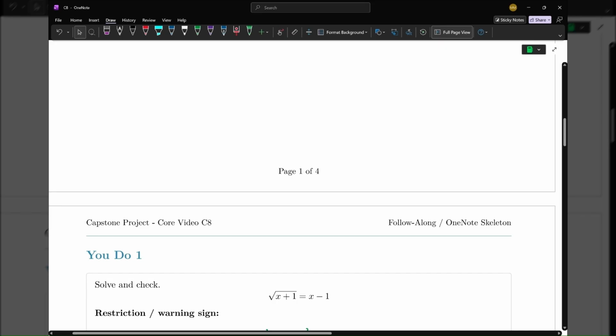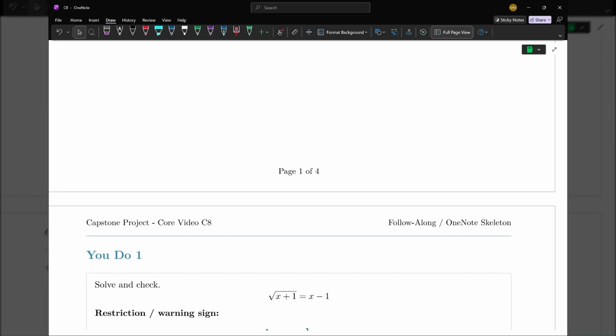So I went too far. So here is your first "you do." Again, you can see the prompt, pretty simple prompt there. Solve and check: square root of x plus 1 equals x minus 1.